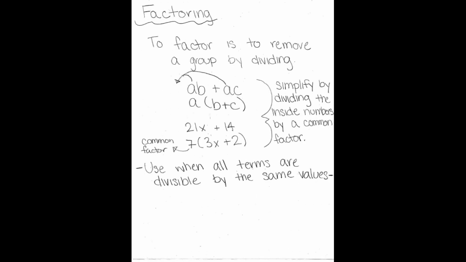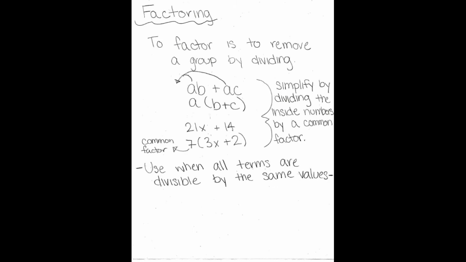Factoring. To factor is to remove a group by dividing. This is the opposite of distributing. With distributing, we will be giving that outside value to our inside terms. With factoring, we will be removing an outside value from our terms, leaving us with just our inside terms in parentheses. Our example here, we have ab plus ac. From both terms, we are able to remove an a, giving us a multiplied by, in parentheses, b plus c.